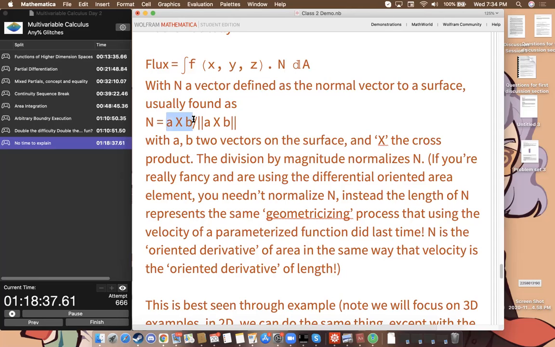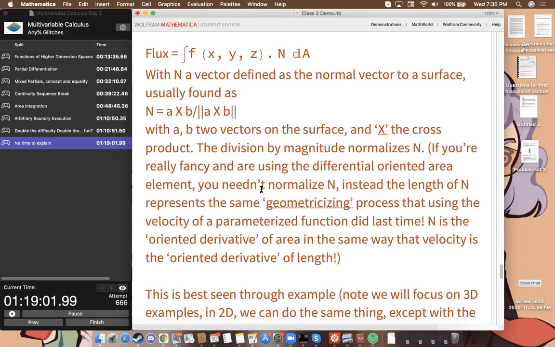And you can find that normal vector by taking the cross product of any two vectors on the surface. This is because, if you remember, the definition of a cross product is that it gives you the vector perpendicular to the vectors you put into the cross product. So if you put in two vectors on the surface, you'll get a vector perpendicular to the two vectors on the surface. So you'll get out a vector that's perpendicular to that surface.